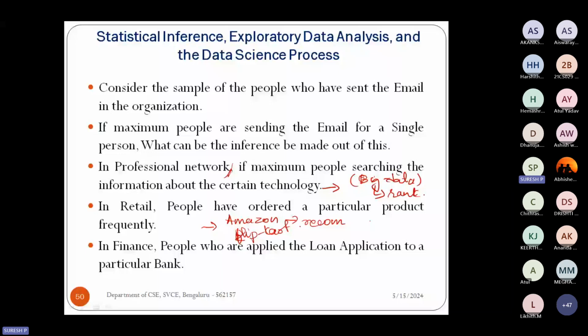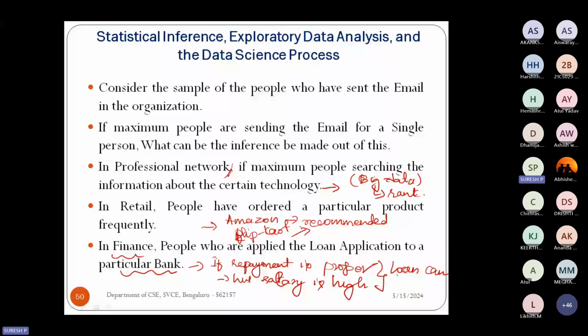But in finance, what will happen? The people who have applied for a loan at a particular bank can be taken into consideration here. Depending upon the type of person who has applied, if the repayment is proper, and his salary is high, then we can come to the conclusion that the loan can be sanctioned.